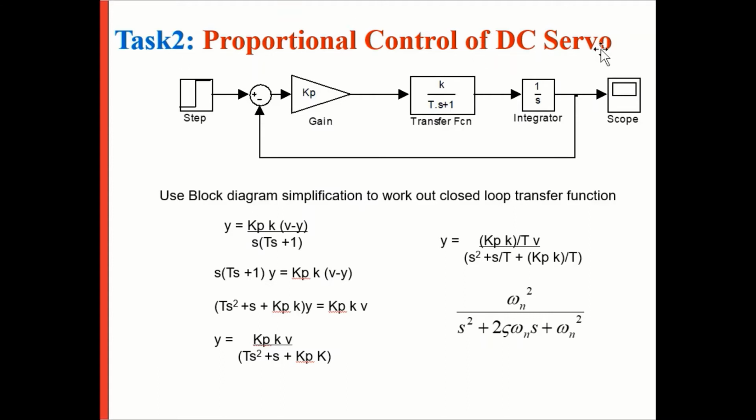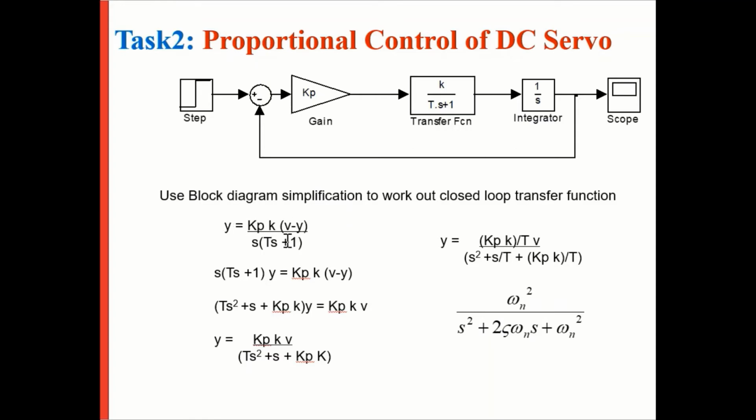And so we move on to task 1 now. This is proportional control of a DC servo. We've got to simplify this block diagram down to a single block. So we can say that this signal here, which is the Y, is this times this times this. So it's going to be Kp times K over S(Ts plus 1) times this signal here, which is the error, V minus Y.